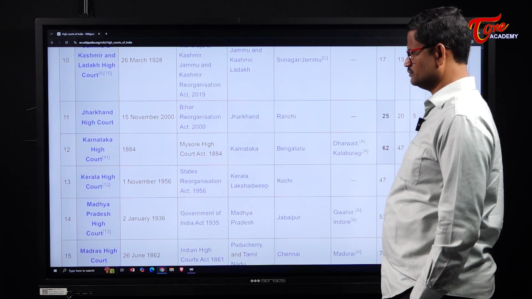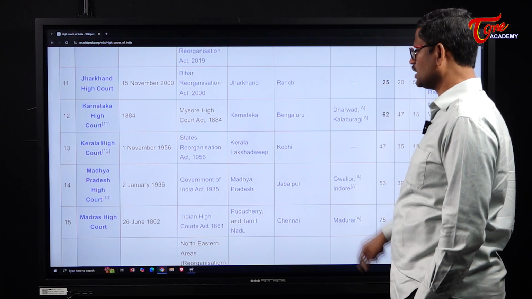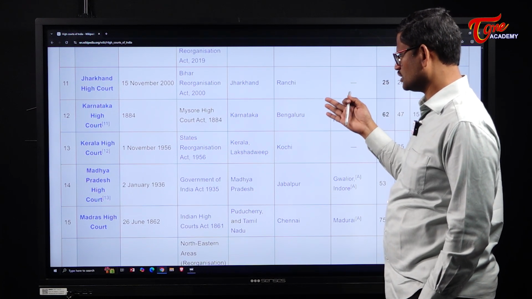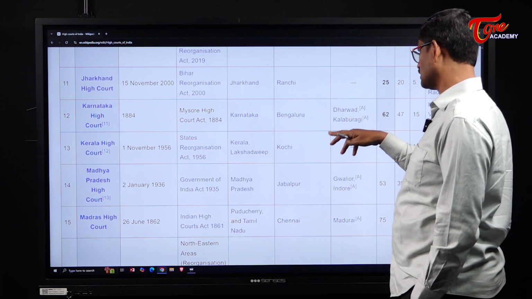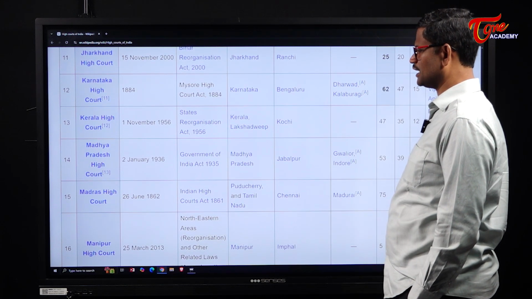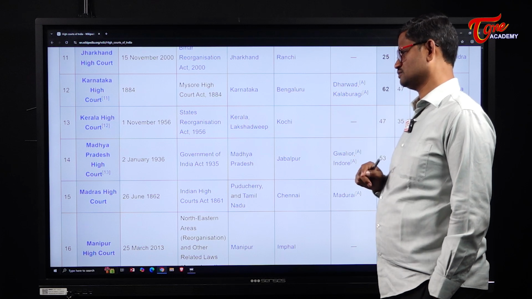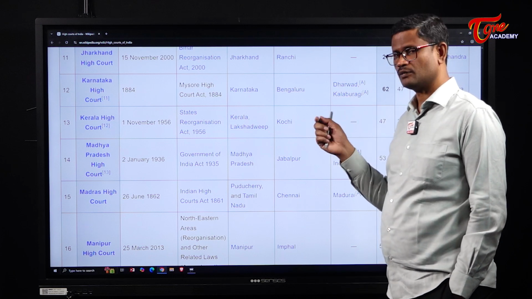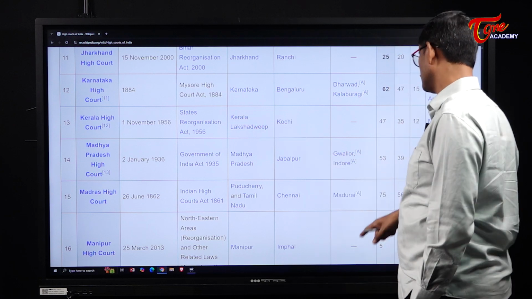Again, Jharkhand has a High Court with its seat at Ranchi. Karnataka High Court is located in Bengaluru, but there are two benches. One is in Dharwad, the other in Kalaburagi. Kerala High Court, though the capital of Kerala is Trivandrum, the seat is located in Kochi. And Kerala High Court is a common High Court for Kerala as well as the Union Territory of Lakshadweep.